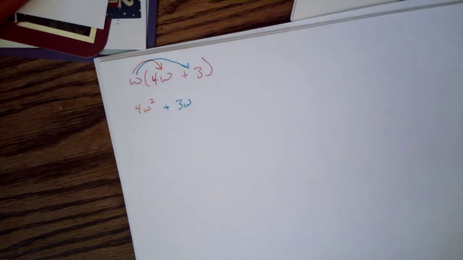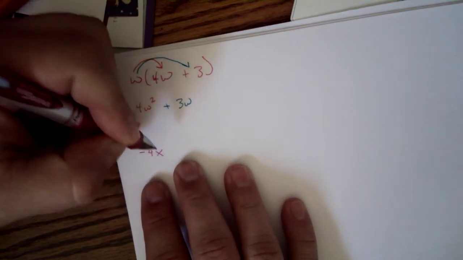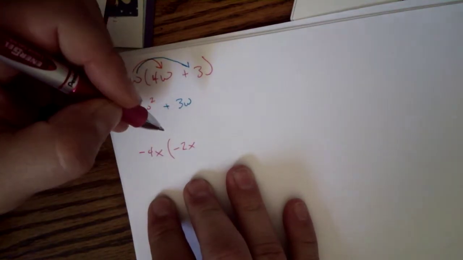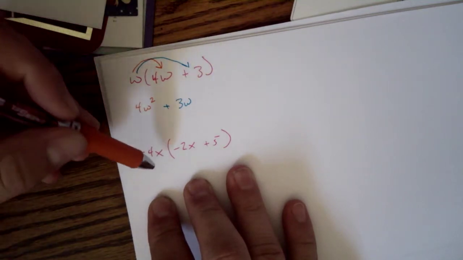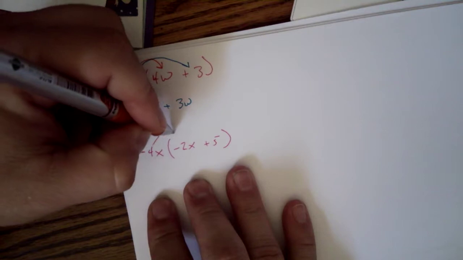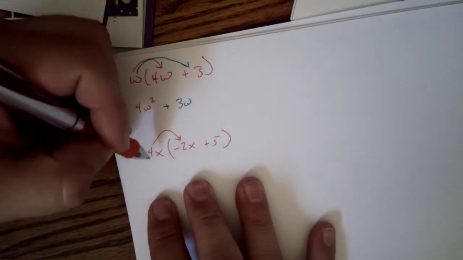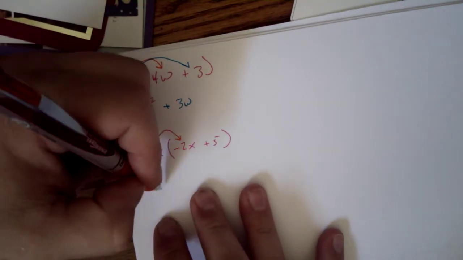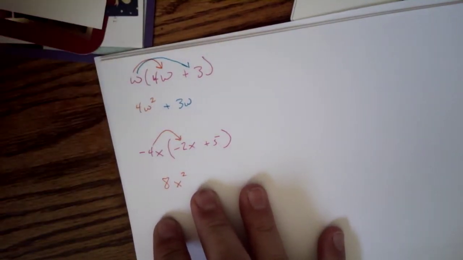So the next one is, we have negative 4x times negative 2x plus 5. All right, so again, we have our monomial, which is negative 4x, multiplying these two terms. Okay, so this times that. So now I have a negative times a negative, so my resulting answer is going to be a positive, okay? 2 times 4 is going to give me 8, but it's positive 8, remember? And we have two x's, so x squared.